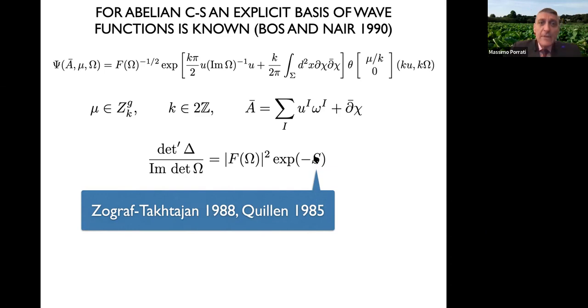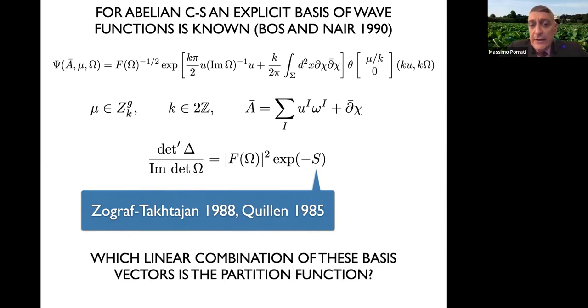Okay, so this is all well known, but the question is very simple. Which linear combination of these basis vectors is the partition function? We have a partition function defined in terms of a functional integral. We have a basis of wave functions that we obtain by doing a canonical quantization of Chern-Simons and by imposing Gauss's law. So Z should be some linear combination of these. Which one is actually the question that we want to answer.